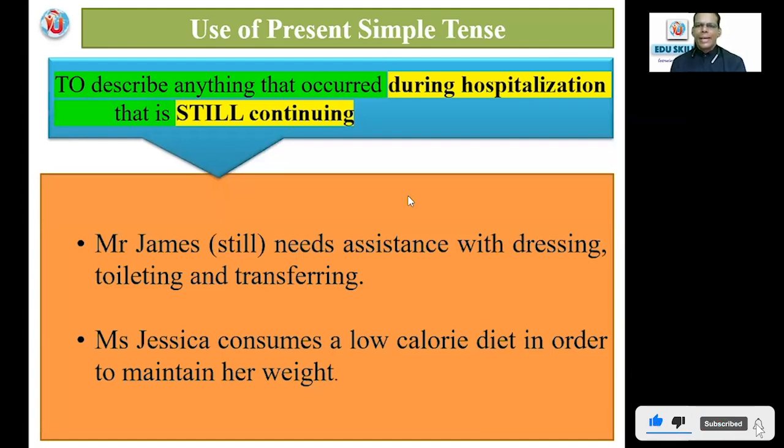Mr. James needs assistance with dressing, toileting, and transferring. Okay, so something that has happened during hospitalization, still it is continuing. So the reader will understand what assistance is to be given to the patient or client you are referring to. Okay, yes. Miss Jessica consumes a low-calorie diet in order to maintain her weight. So she is consuming a low-calorie diet. She was consuming, she is consuming, she will be consuming. She has to be provided with that. Hope that is clear to you.